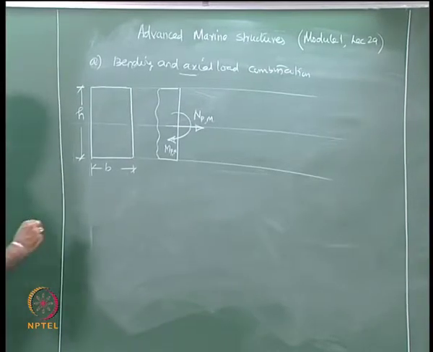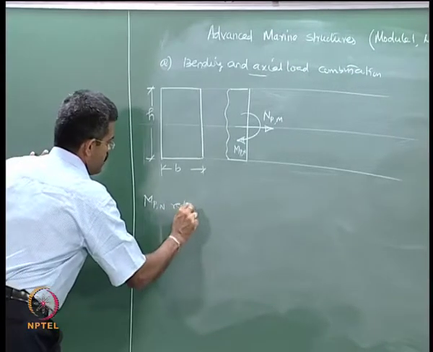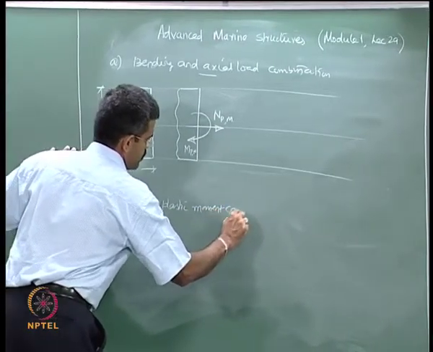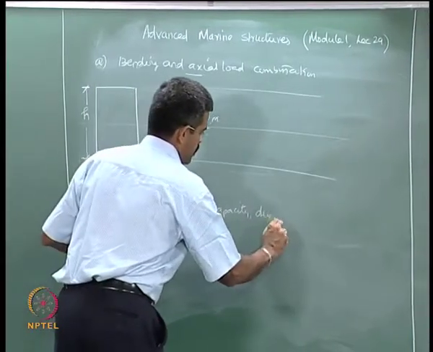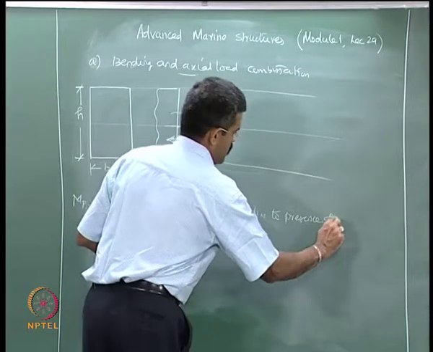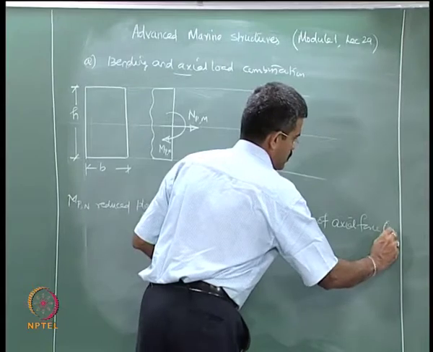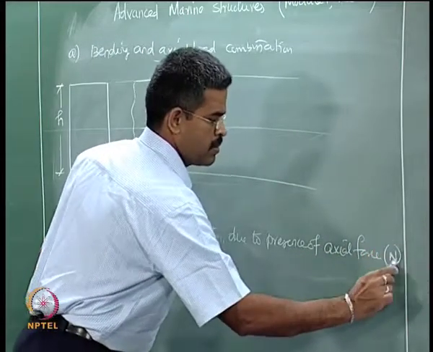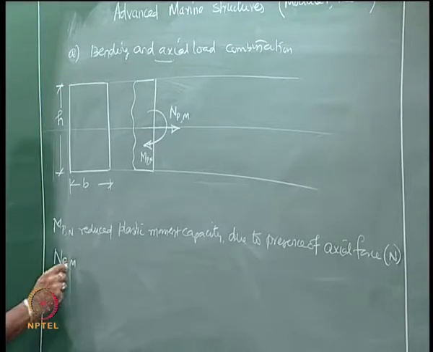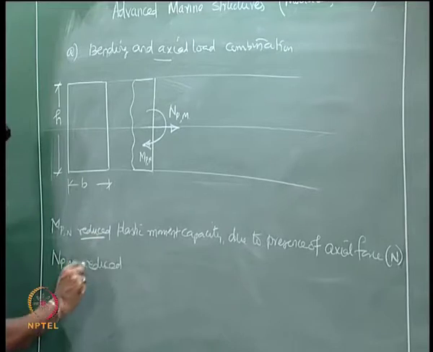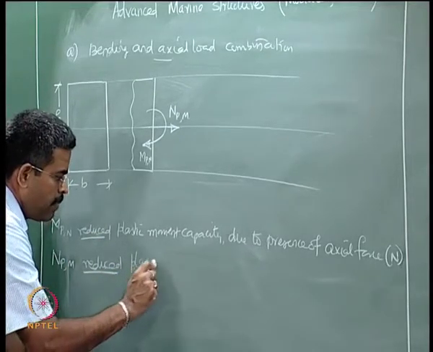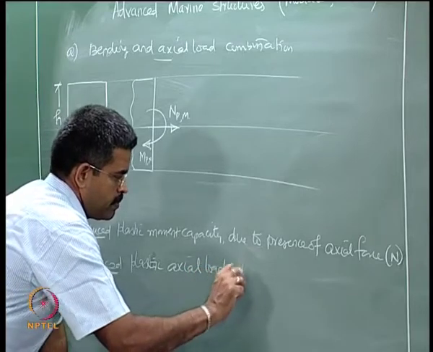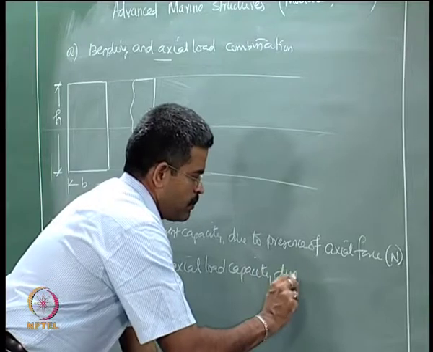Now MP comma n is the reduced plastic moment capacity due to the presence of axial force N. We should say N, not NP, and NP comma m is the reduced, the important concept is reduced here, reduced plastic axial load capacity due to the presence of M.